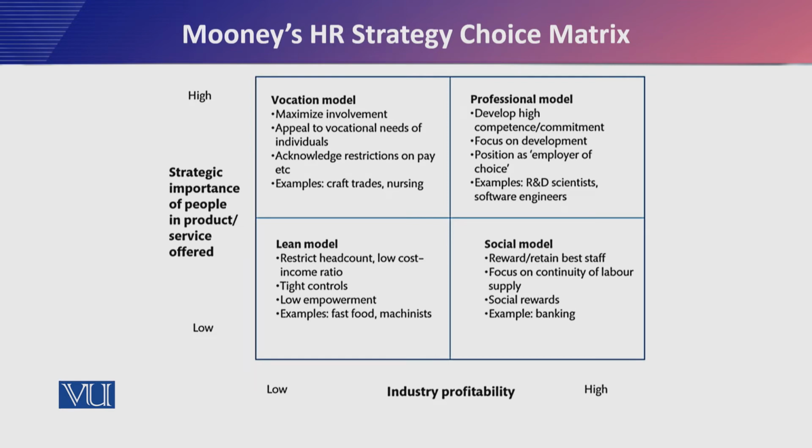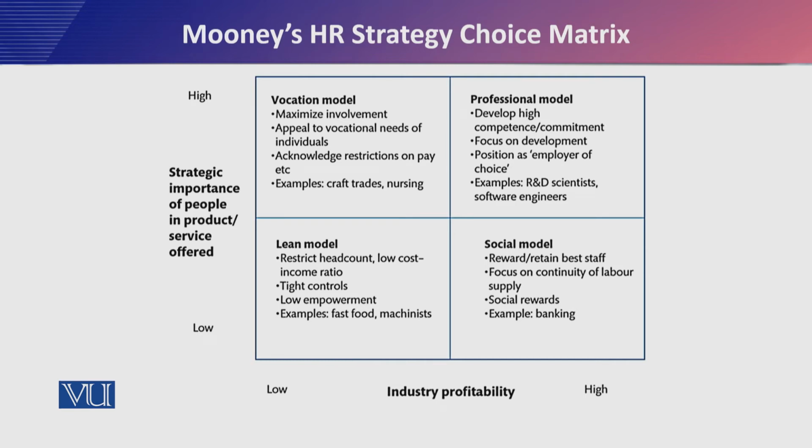So if you look at that, when the strategic importance of people is high, however, the industry profitability is low, the vocation model is appropriate, or it is suggested by Mooney. What is the vocation model? It maximizes employee involvement and appeals to vocational needs of individuals. Vocational means the skills and the practical skills required to do something. Acknowledge restrictions on pay because the profitability is low. So in the vocation model, you have to think about what you pay to your employees. Examples of this type of business are craft trades or nursing.